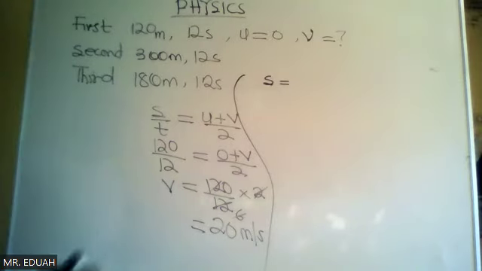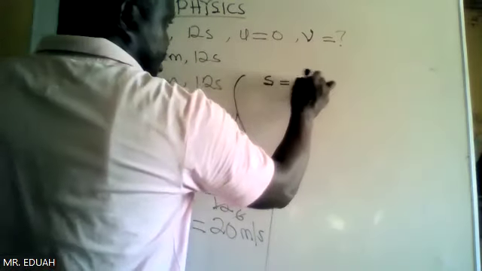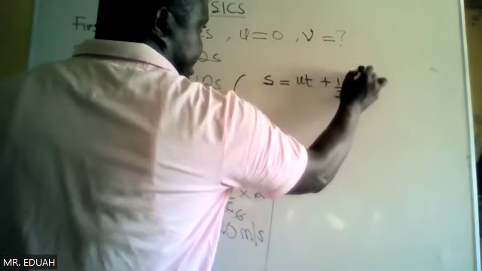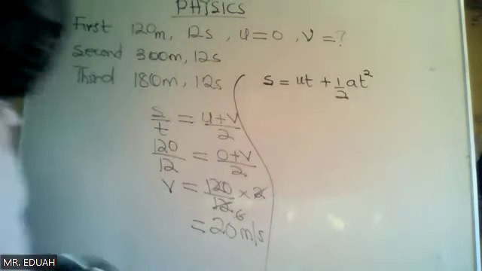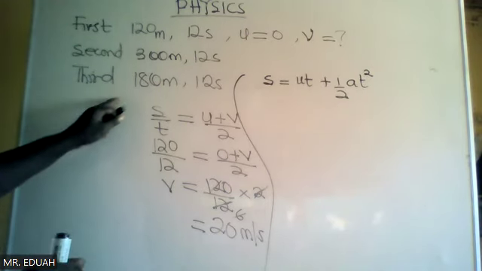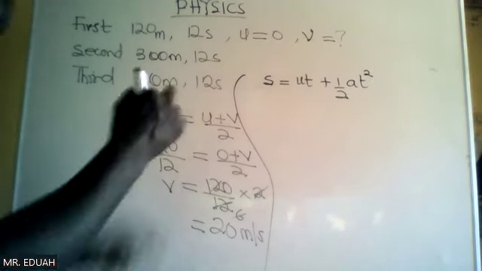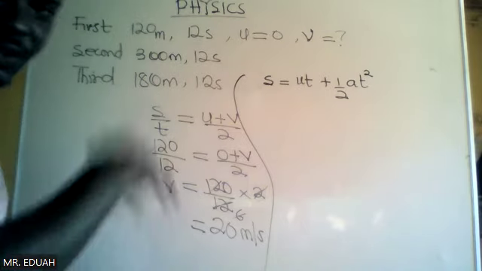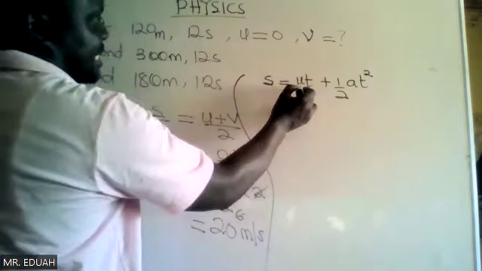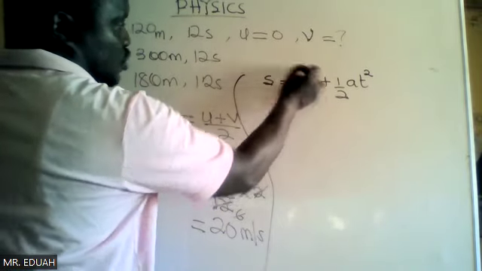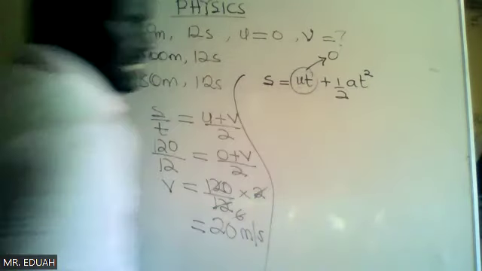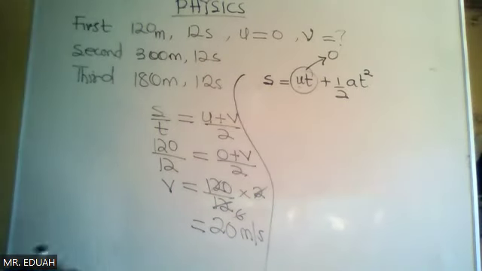From the second equation, S = ut + half at squared. And I need the acceleration to find V, if I'm to use equation 1 or 3. And since the body starts from rest, u is 0. So this part goes to 0, because the initial velocity is 0.